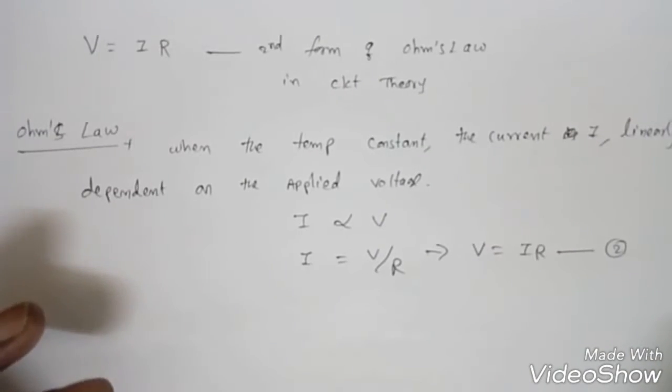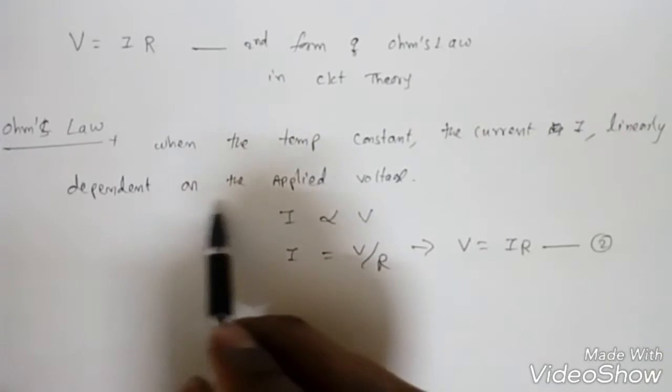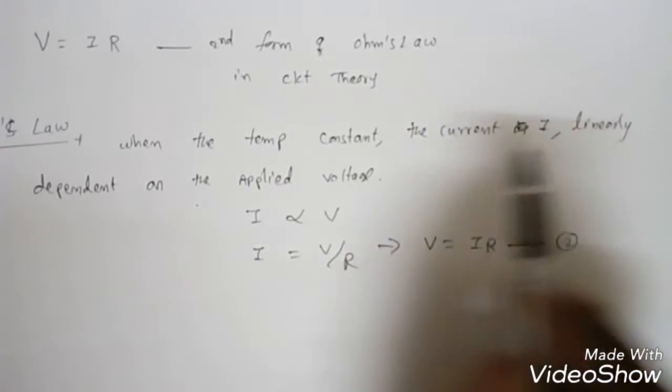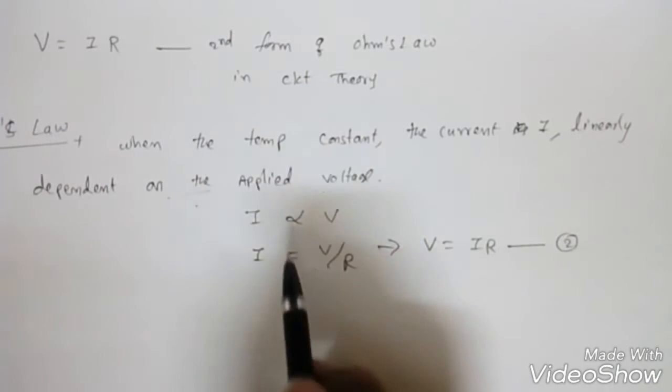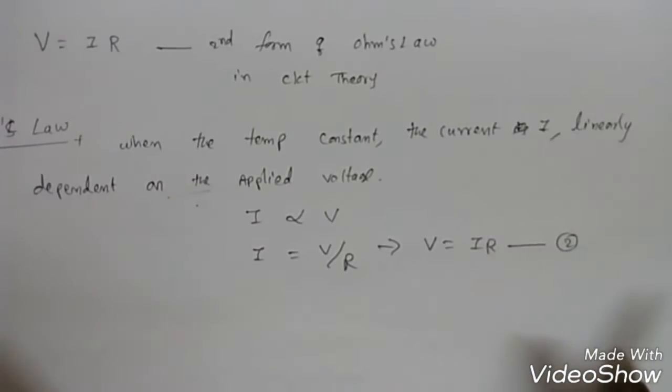So the Ohm's law statement should be: when the temperature is constant, the current I linearly depends on the applied voltage, or we can say linearly varies with the applied voltage, right? So we can define it in many ways. This is Ohm's law in circuit theory. So I'm writing the second form.